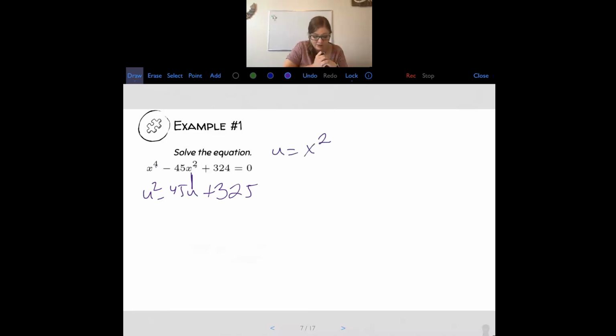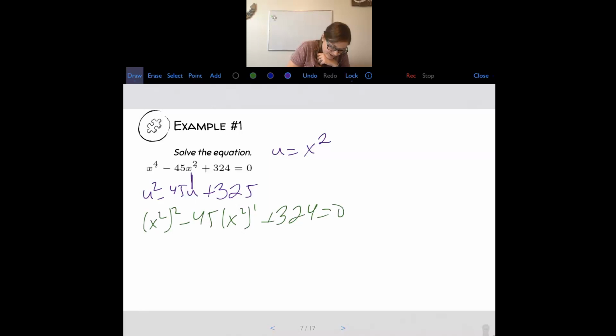Okay, this gives us what u is going to be equal to. u is equal to x squared. And you can see that too if you rewrite this equation as x squared squared minus 45 times x squared to the 1st plus 324 equals 0. If these were some other variable like u, we would have exactly a quadratic equation. So that's what we're doing here. Okay, it is important to identify what the substitution is.